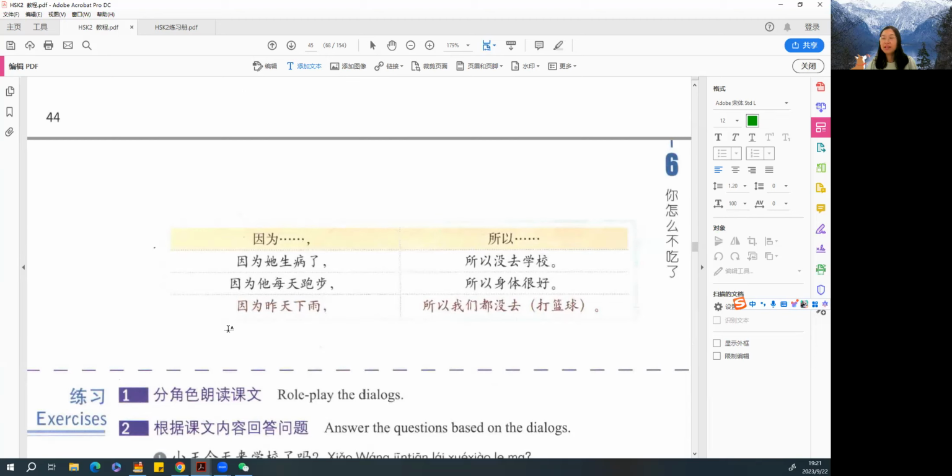Great. Now please make up your own sentence with because and so, 因为 所以. So because McDonald's is very delicious, so I eat it every day. How do we say that?